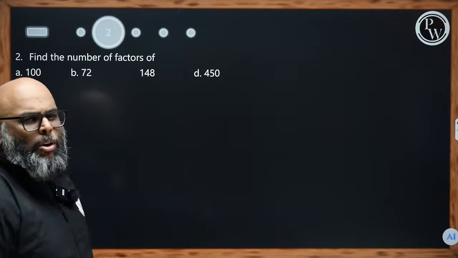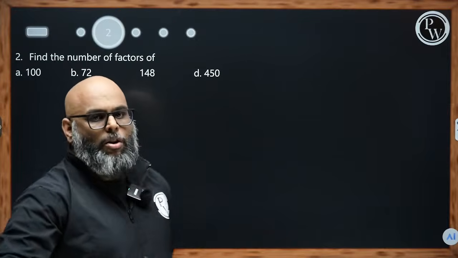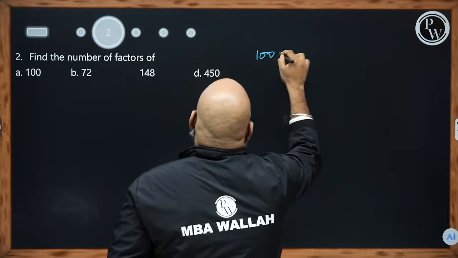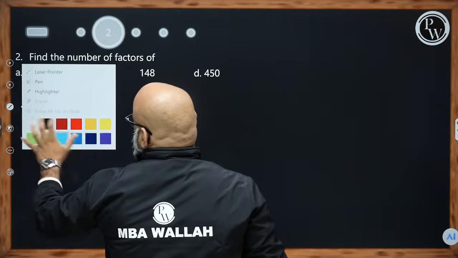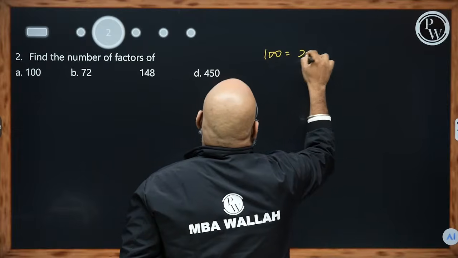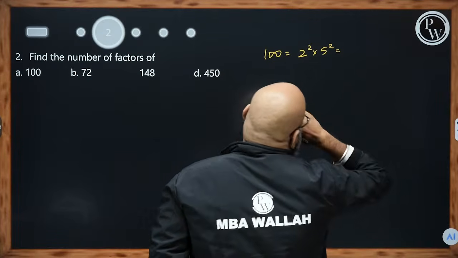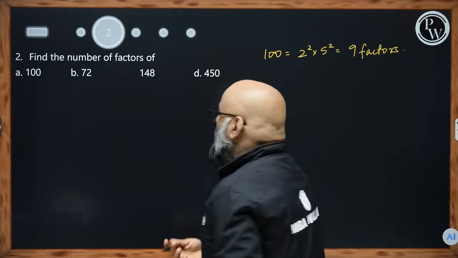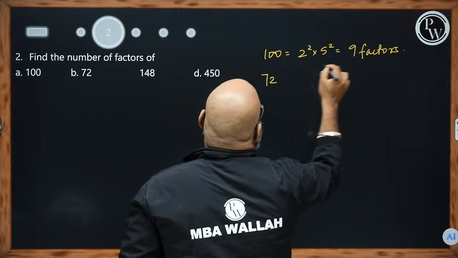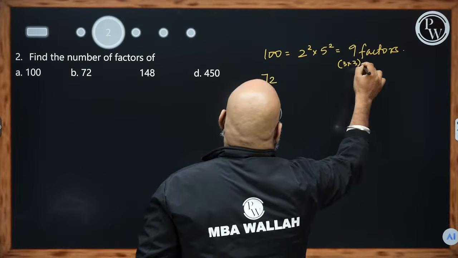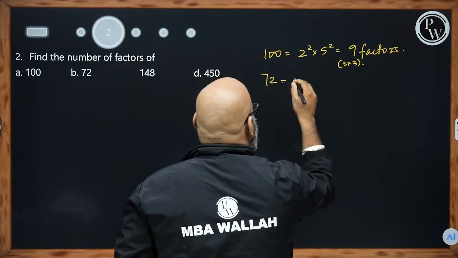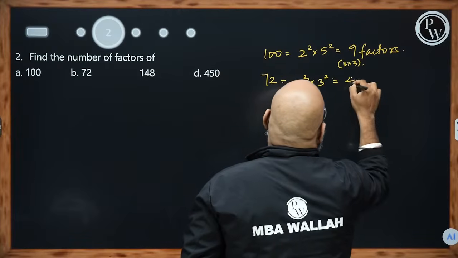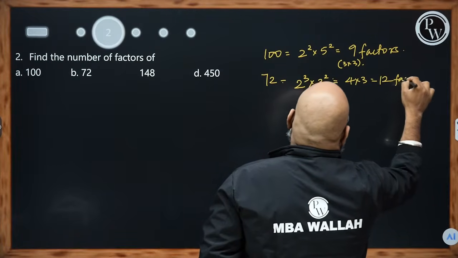I'm not going to waste a lot of time doing these questions now. I've gotten the idea of how it's done. So 100, that's 2 square into 5 square. So that's 3 into 3, that's 9 factors. I'm going to skip steps. I've gotten used to it now. 72 is 8 into 9. So that's 2 cube into 3 square, which will be 4 into 3, 12 factors.